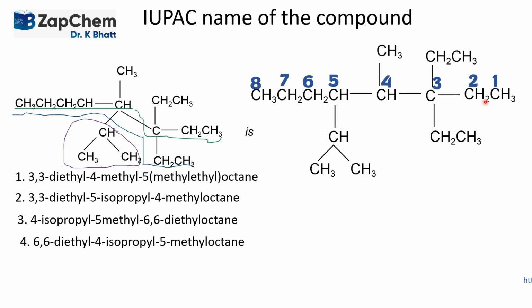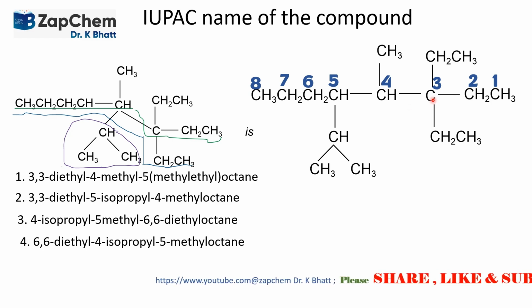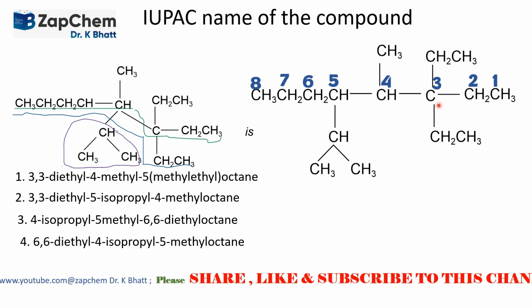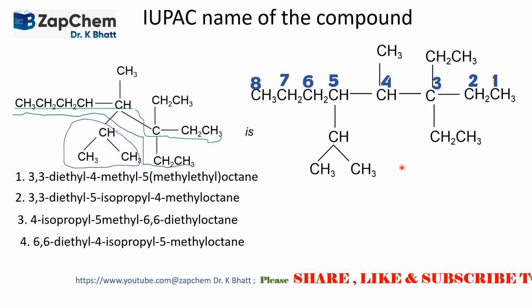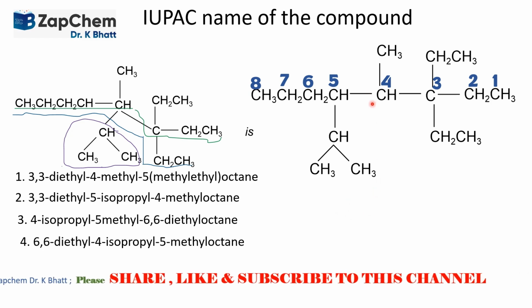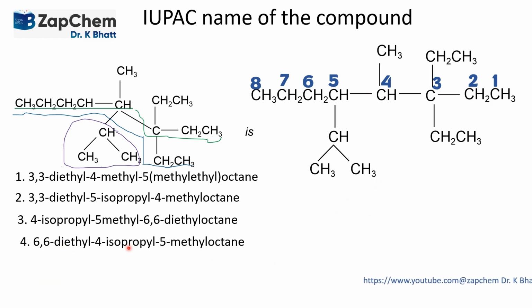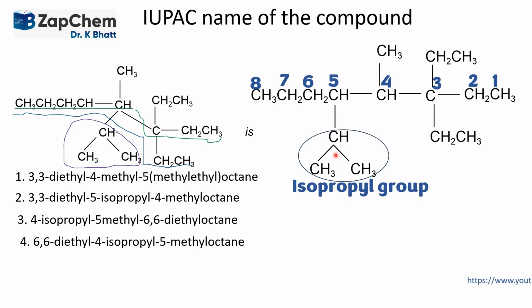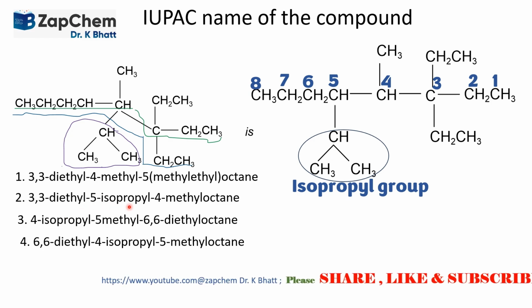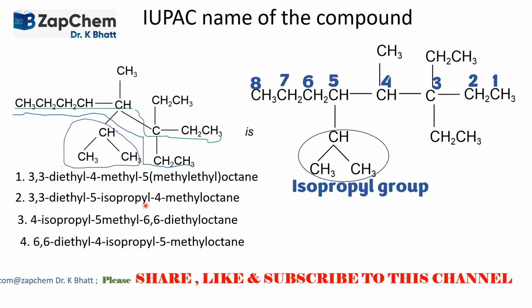And here is the diethyl. But the diethyl substituent is there with a carbon that is third here. So it is 3,3-diethyl. And then 5-isopropyl. If you look at the isopropyl here, it is not 4-isopropyl. That's not the situation. And here is an isopropyl group in the 5th position. And this is the isopropyl group. So 3,3-diethyl, 5-isopropyl is okay.